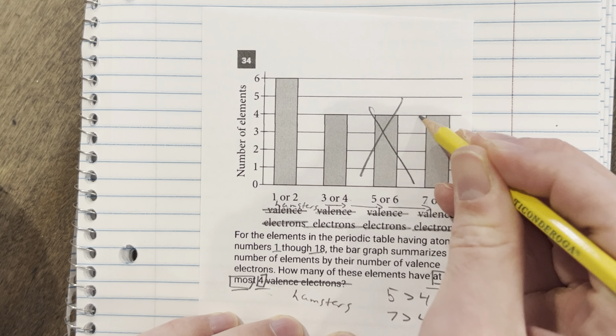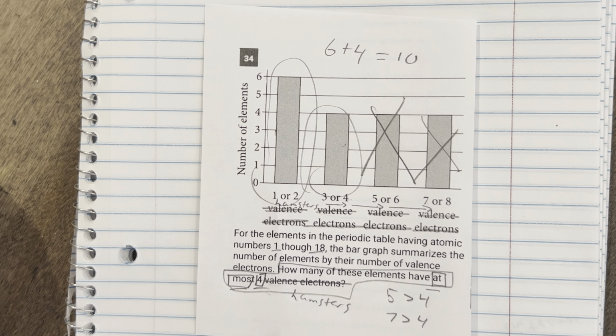Do not get tripped up by the context of the periodic table, valence electrons, atomic numbers, all of that stuff. Look at what it's asking. How many of this is this going to be? Which is specifically how many of the elements have at most 4 valence electrons. And then we read our graph, we see 1, 2, 3, 4. 4 can at most be 4. All of these numbers together is 6 plus 4, which equals 10.